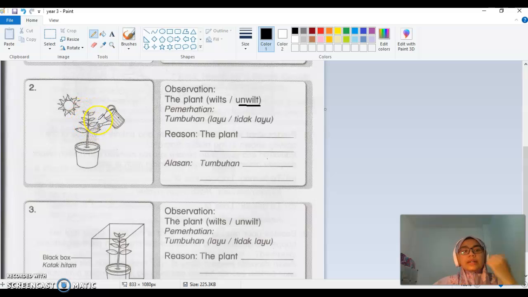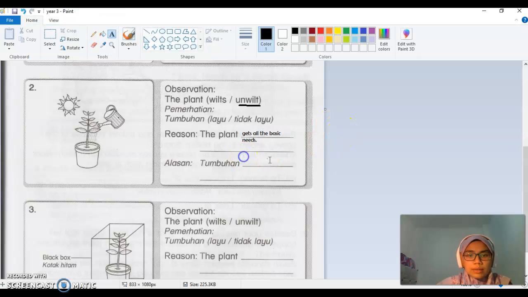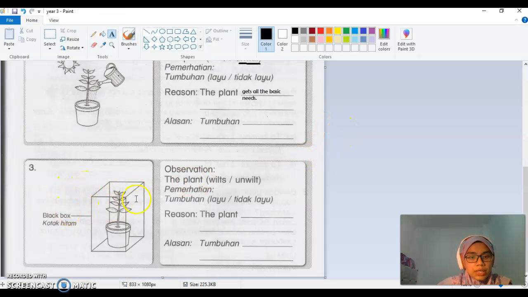Sebab apa? Ada udara. The plants get the air, the plants get the sunlight, and then the plant gets the water. So the reason, the plant gets all the basic needs. Sebab apa dia tidak layu? Sebab the plant gets all the basic needs. Kerana tumbuhan ini akan hidup subur kerana dia telah mendapat kesemua keperluan asasnya. Alright, next question 3.